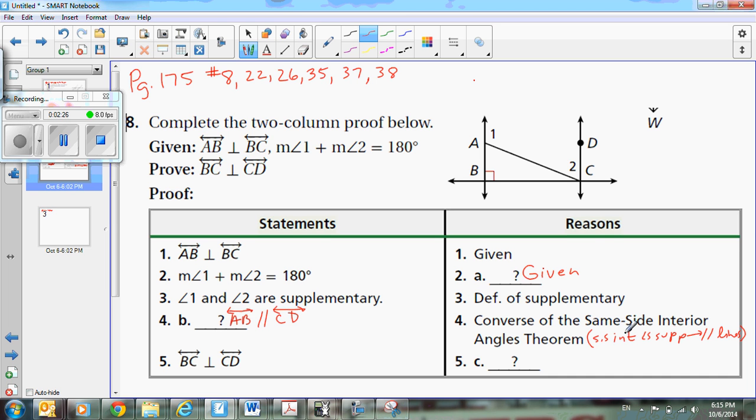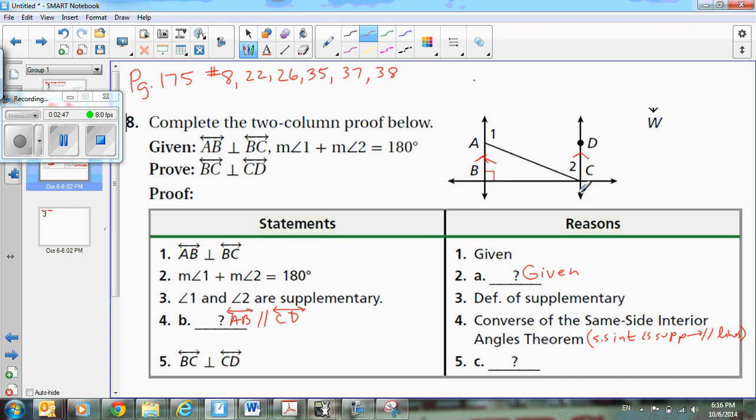And the reason why is because when same side interior angles are supplementary, we can conclude we have parallel lines. So now we have proven line AB parallel to line CD. We were given that line AB is perpendicular to the first of those two parallel lines.